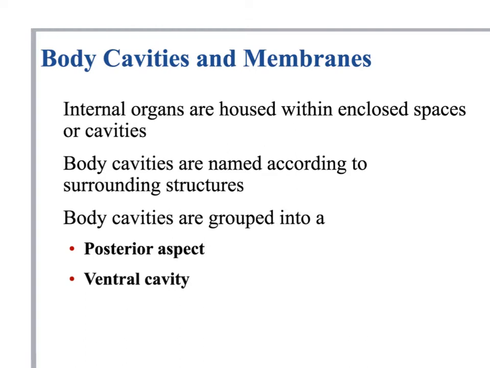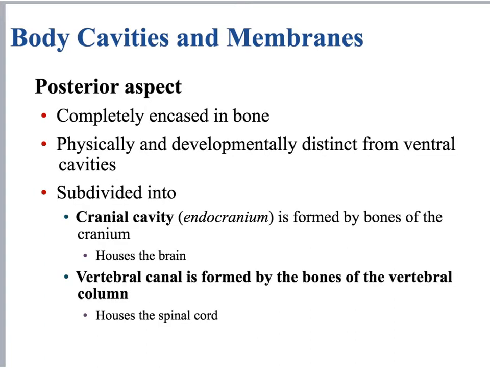Those cavities are grouped into a ventral cavity, ventral, or what's another word for ventral? Anterior, and then we also have a posterior or dorsal part. It's going to look kind of weird, because one part of it is not necessarily dorsal, it's just superior, but you'll see. So here's the posterior aspect, the posterior dorsal body cavity.